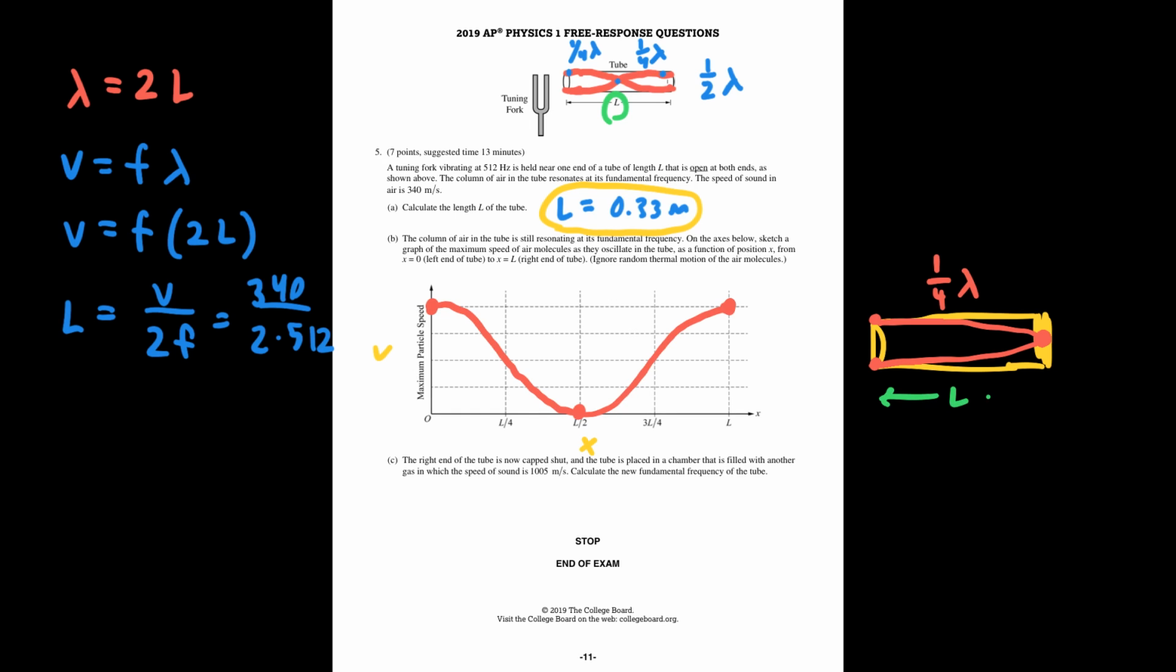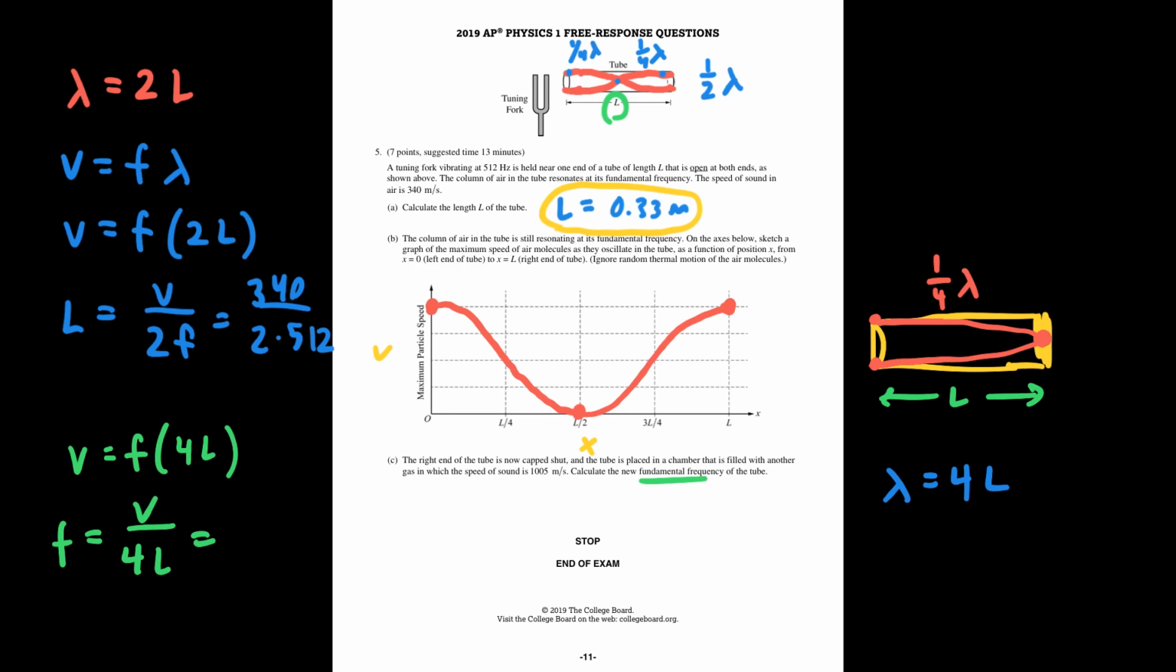Right? For the first case, where it was an open-open pipe, we saw that 1/2 of a wavelength fit inside the tube, and now only a 1/4 wavelength fits inside. So now the expression for the wavelength should be that lambda is equal to 4 times the length of the pipe, 4 times bigger than what I see there inside the pipe for the fundamental frequency when it's open-closed. So I'm going to rewrite my equation, V equals F lambda, except now I'm going to write 4L for the wavelength. And they're asking me to solve for the new fundamental frequency, so F is equal to V divided by 4L. The new speed of sound is 1005.